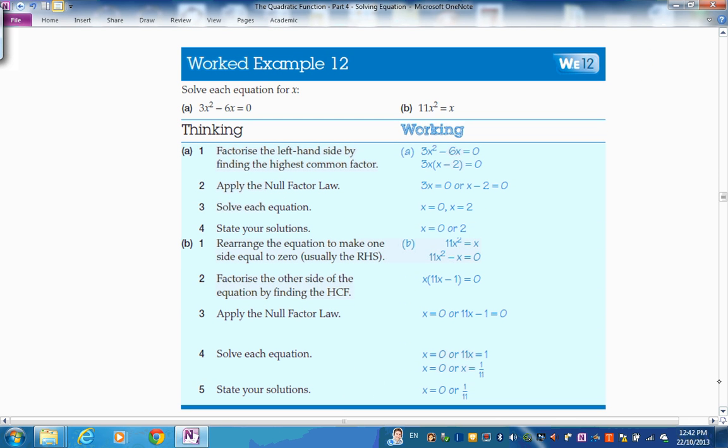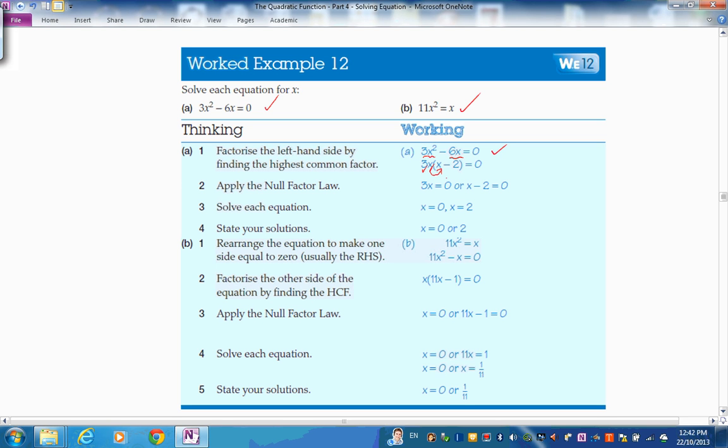Okay, so here are a couple that aren't factorised. 3x squared take 6x equals 0, and 11x squared equals x. Okay, so everything across the left-hand side it already is. Now, can you work out something that will go into both of these? Well, 3 does, and x does. So if you put that out the front as a common factor, what do you multiply 3x by to get 3x squared? It's an x.